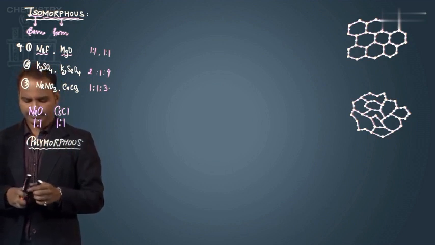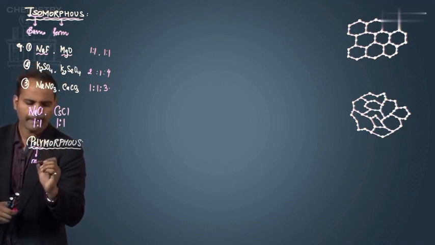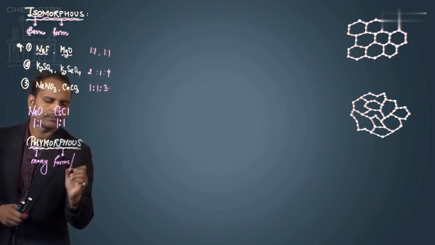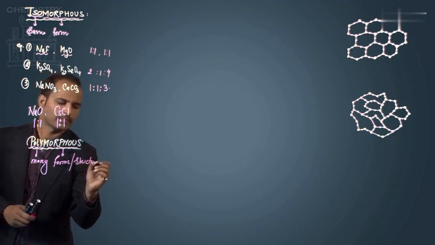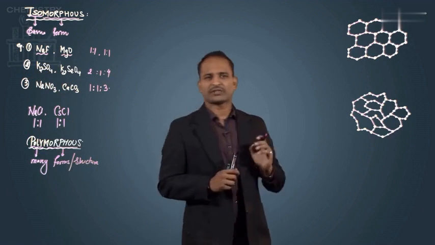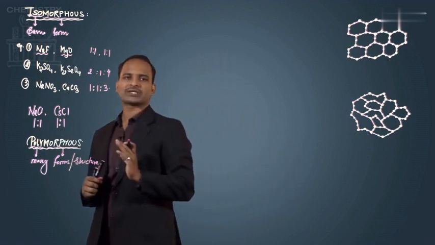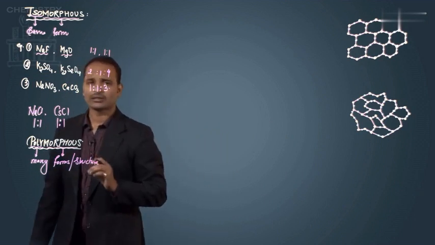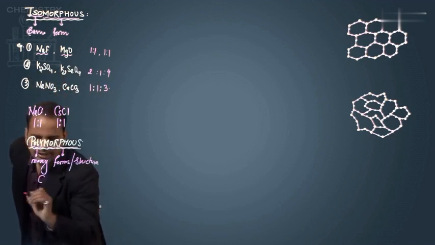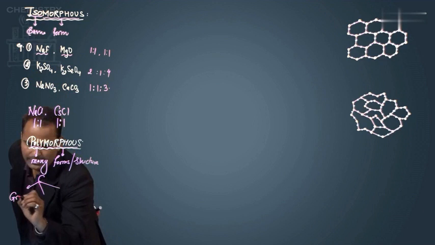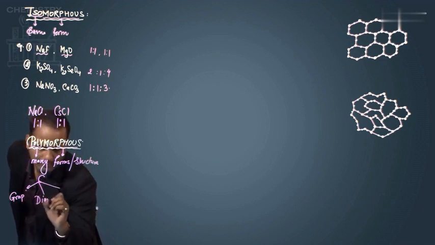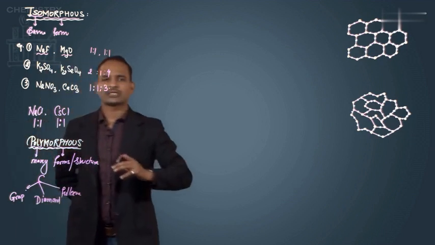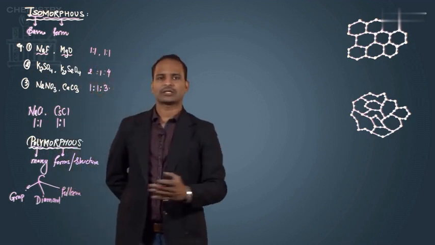Now what is polymorphous? Poly means many. Morphous again means form or structure. So if the same substance exists in nature with a different crystalline structure, then they are called polymorphous. The same substance with a different structure. The example we have heard about is carbon. Carbon exists in nature in three different forms: graphite, diamond, and fullerene. So carbon is called a polymorphous substance.